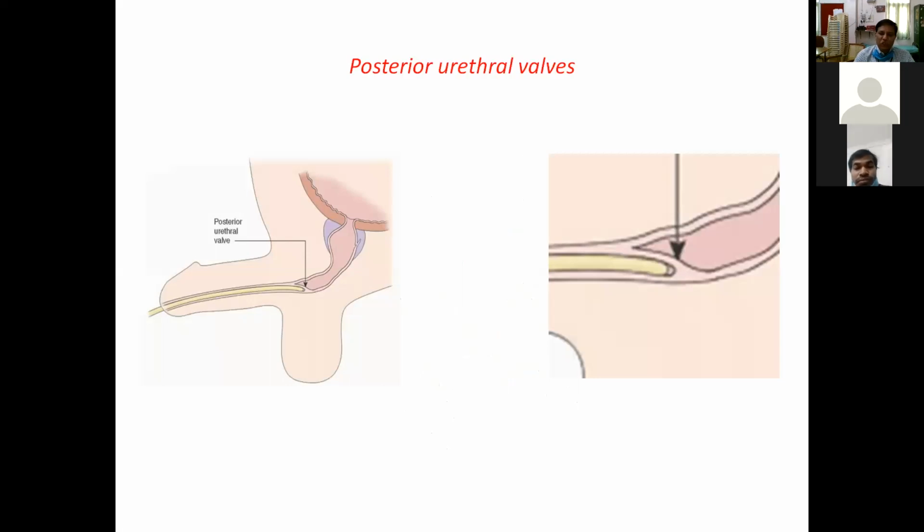This clearly shows you the presence of the posterior urethra. You can clearly see the posterior urethra is.